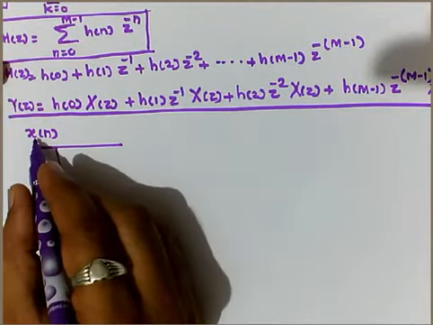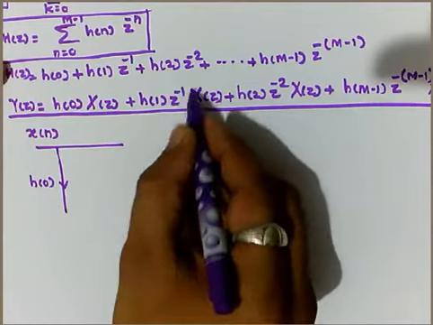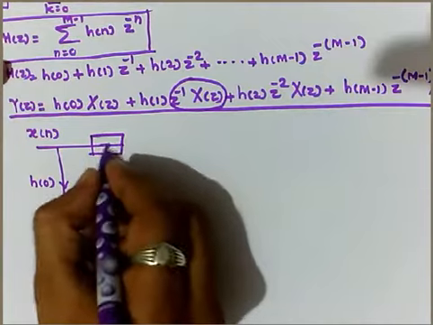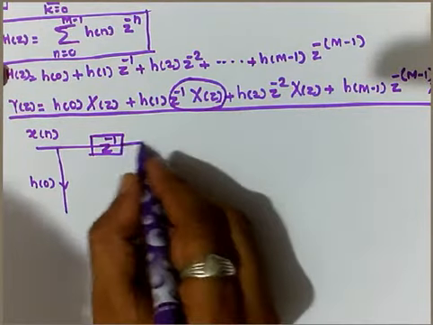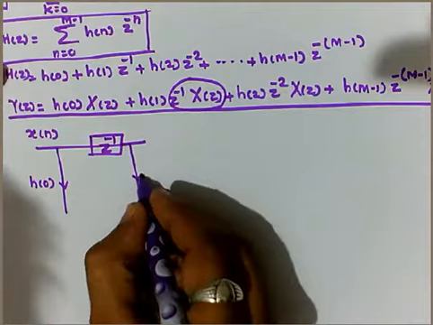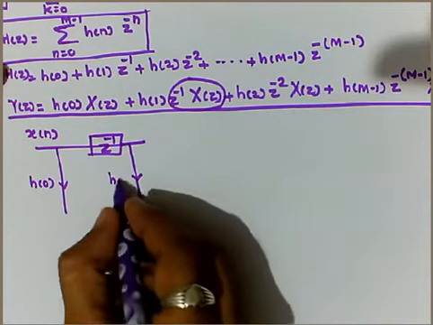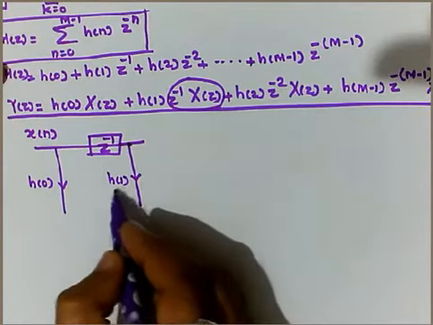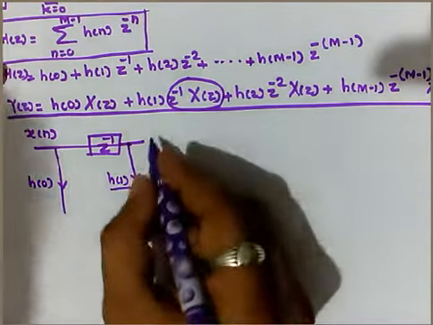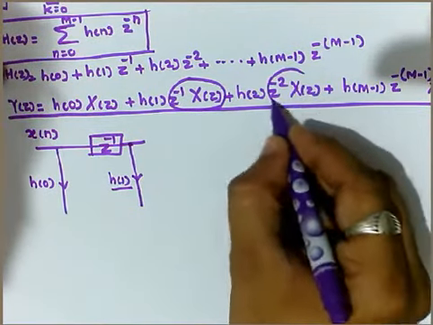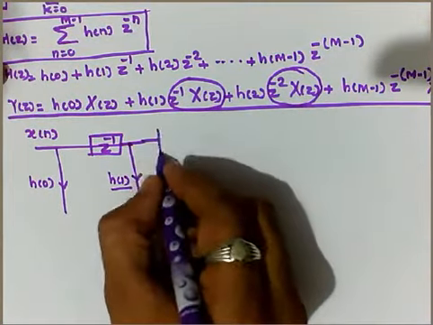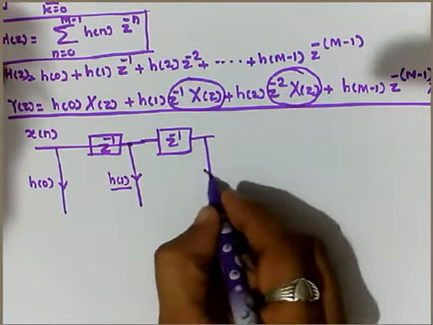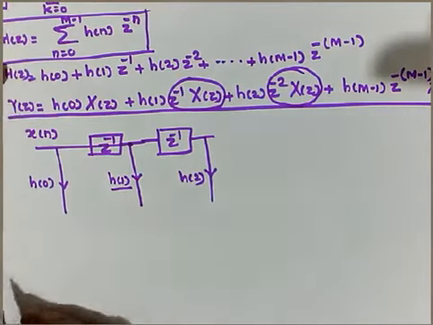Now the delayed sequence x of n minus 1: here I need to write the z inverse block. Once it is delayed, from this point we get x of n minus 1, which is multiplied by h of 1. Similarly, next we get x of n minus 2, so add one more z inverse block, delayed by one more unit. This is acting as h of 2.